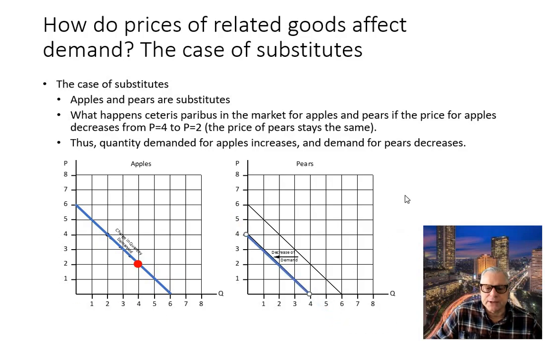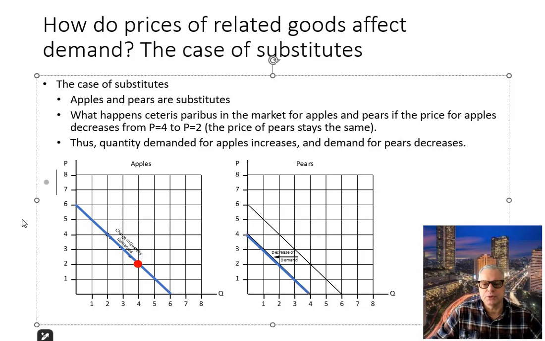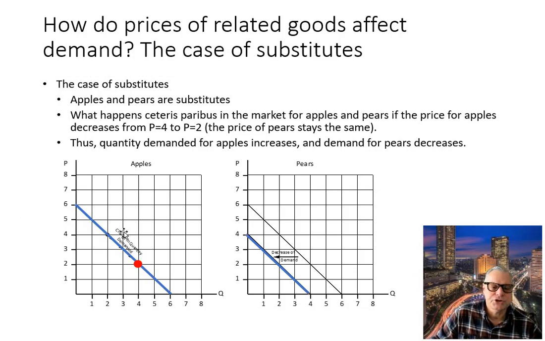So when it comes to a substitute, we have a direct relationship between the price of apples and the demand for pears. In other words, when the price for apples goes down, demand for pears goes down too. In the previous example, for complements, we said when the price for beef goes down, then demand for potatoes goes up.